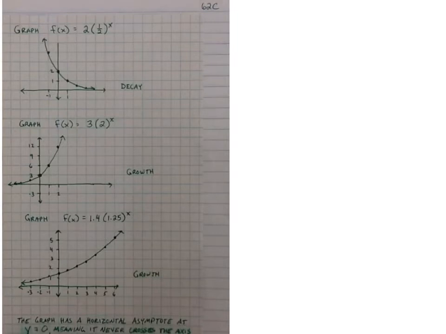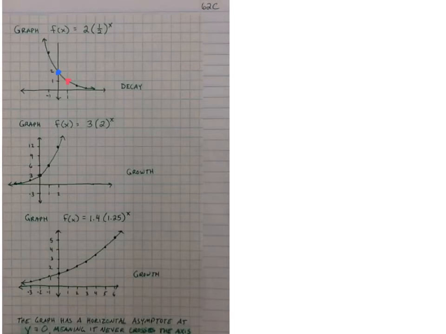The skill test for this actually consists of four problems very similar to these three here. You're supposed to graph the exponential function and then state whether it's a decay model or a growth model. So here we have f of x equals 2 times 1 half to the x. So to plot that, first we'll plot a point at 0, comma a, right there. And then we can plot a point at 1, comma ab. So 2 times 1 half is 1. So we have a point at 1, comma 1.